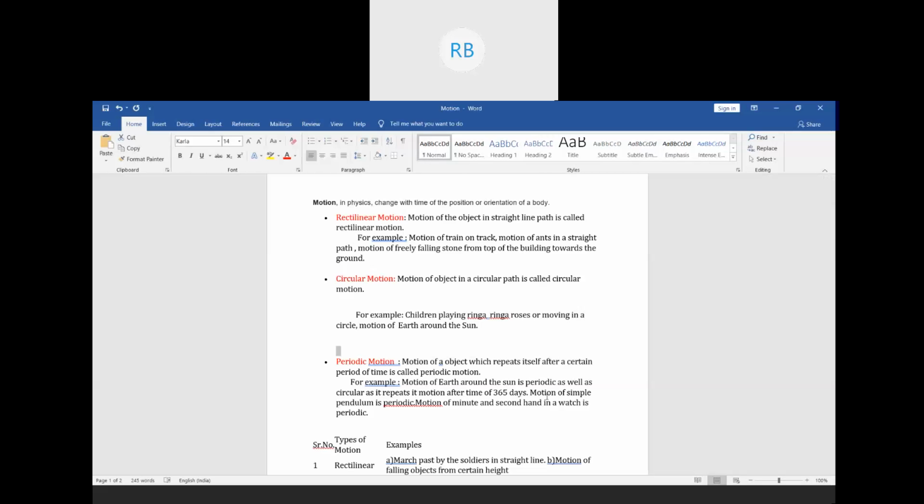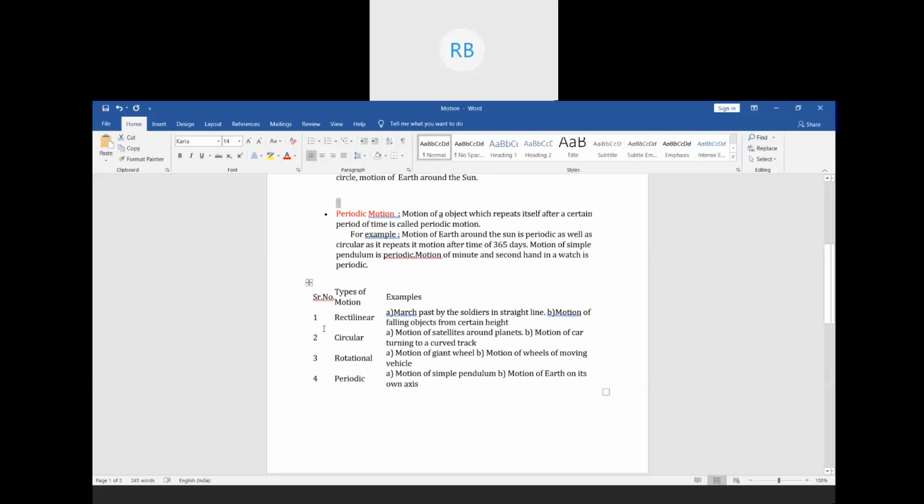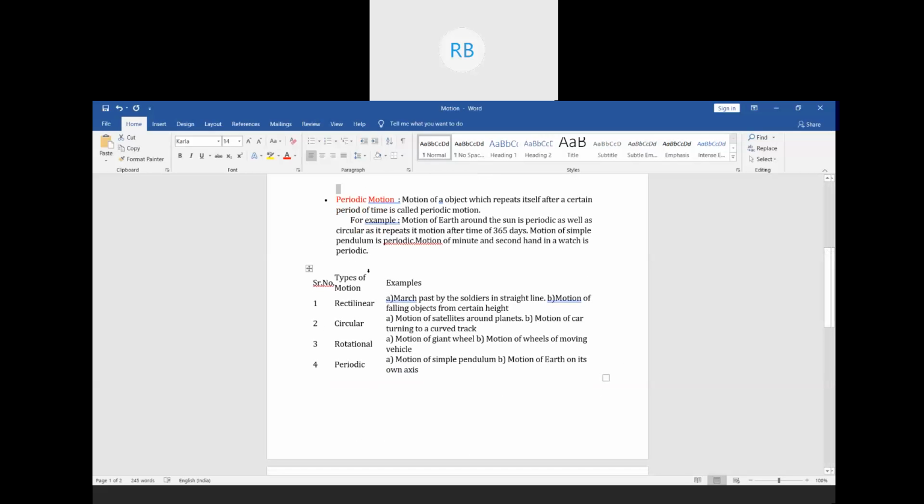Okay. There are some examples of these motions: rectilinear, circular, rotational, periodic. Understood? Should I repeat? See, in rectilinear, the march past by soldiers in a straight line. Okay. वहाँ पे होता है ना? 26 January ko march past, they maintain a straight line, right?